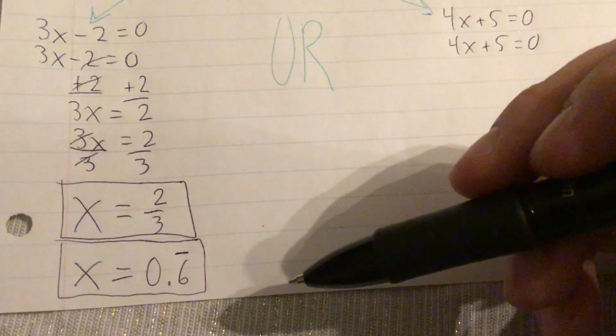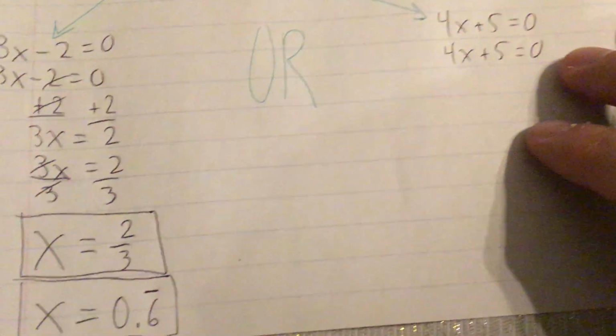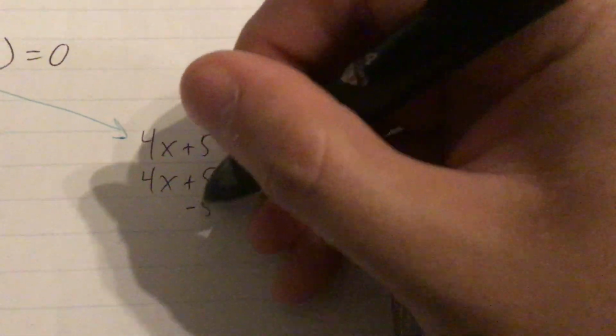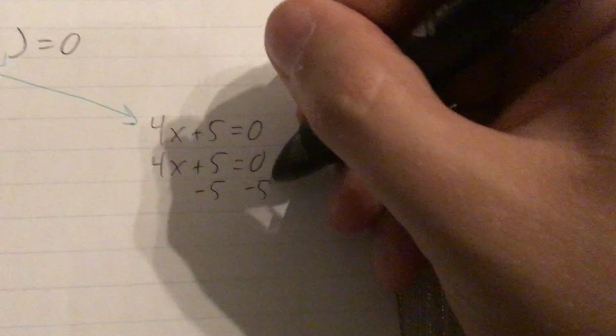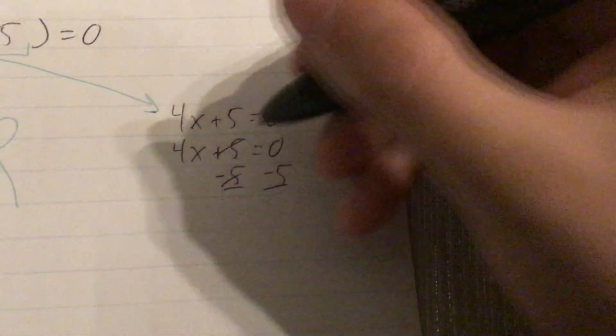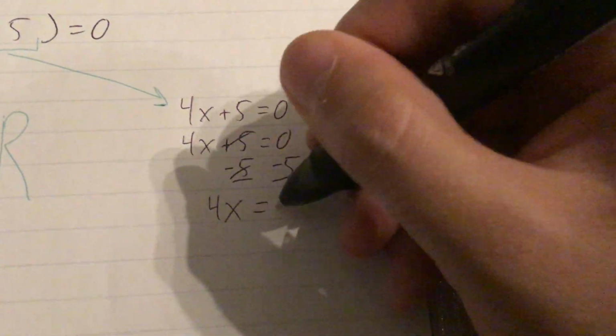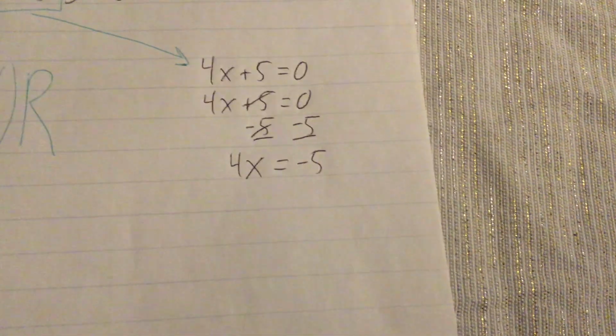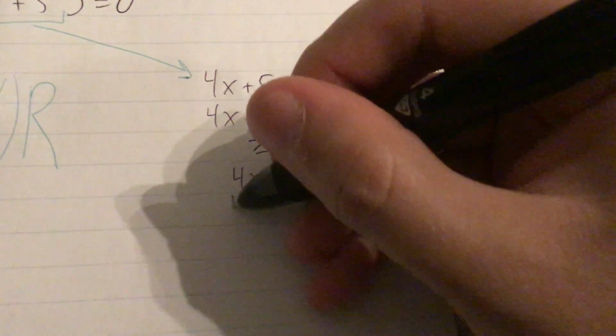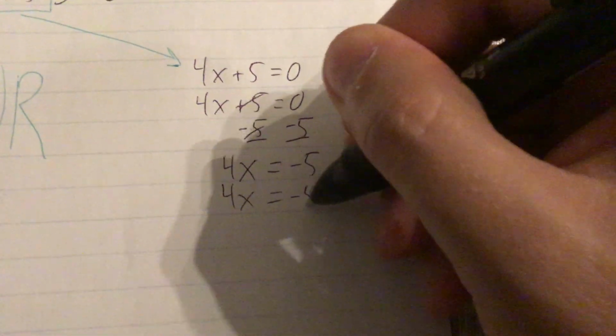I get a little annoyed when they repeat or they go on and on and on and on. So I like the fraction there. Let's look at the other side. 4x plus 5 is equal to 0. I'm going to subtract 5 from both sides, leaving me with 4x is equal to negative 5. And now I'm going to divide both sides by 4.